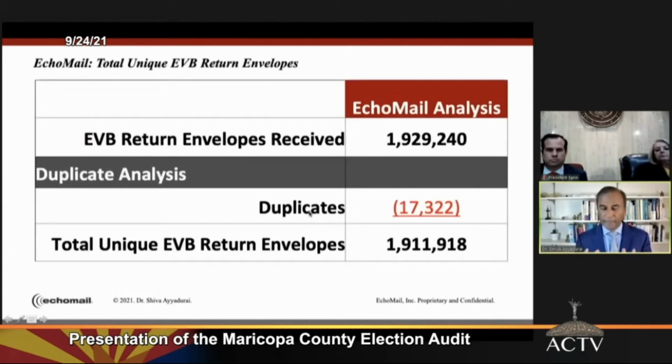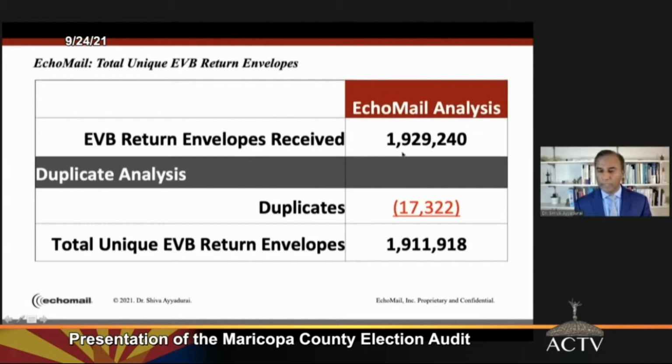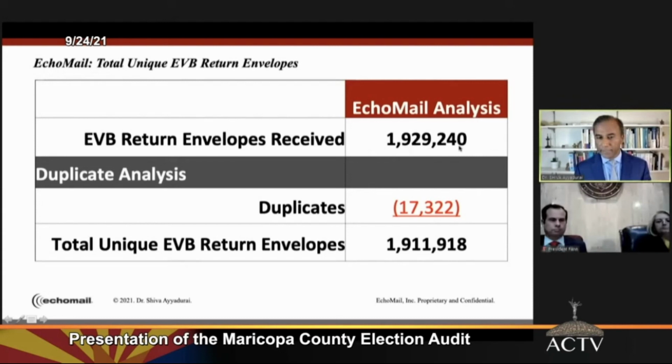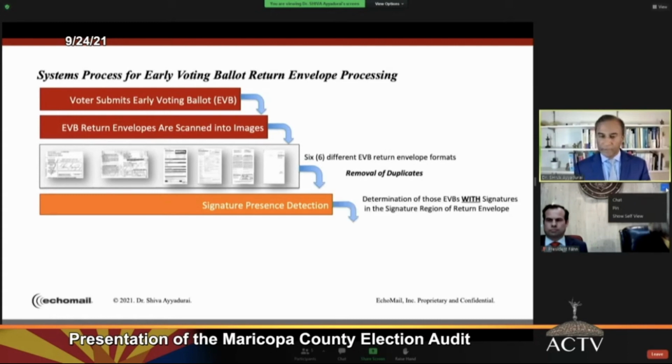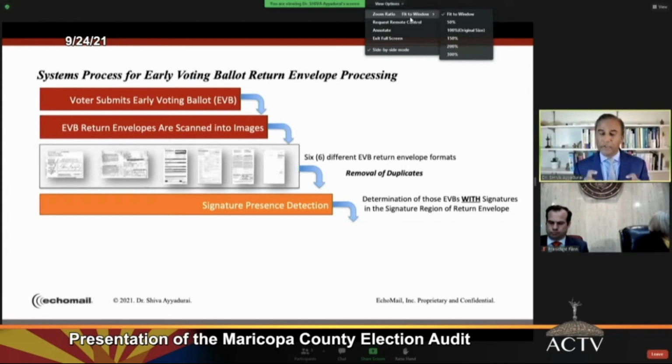So when you look at the first level of analysis on the data that we got, 1,929,240 EVB return envelopes received, we subtract out the duplicates, and then we have 1,911,918, okay? So then the process that we were really commissioned for was to do a very basic analysis to see, is there a signature there or not? Signature presence detection.